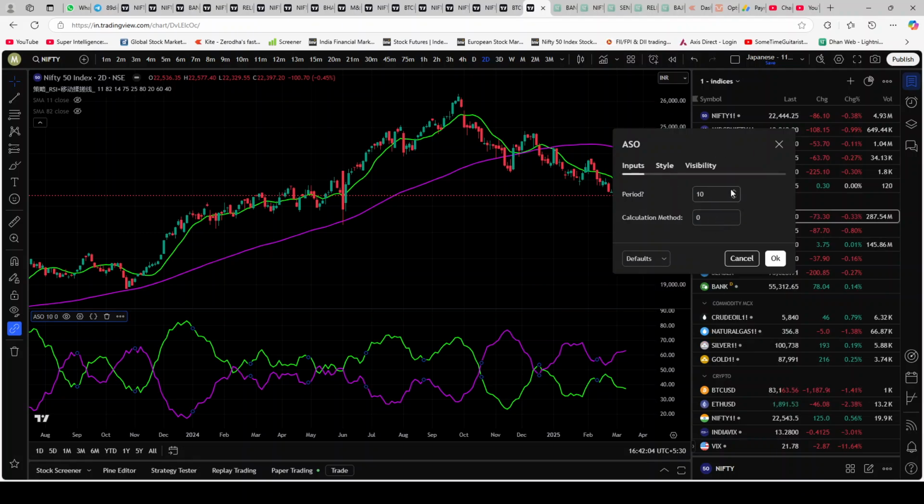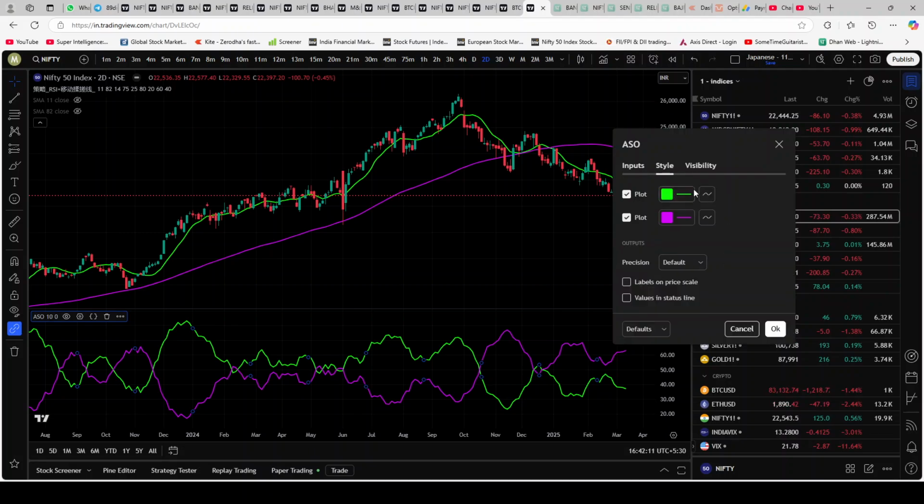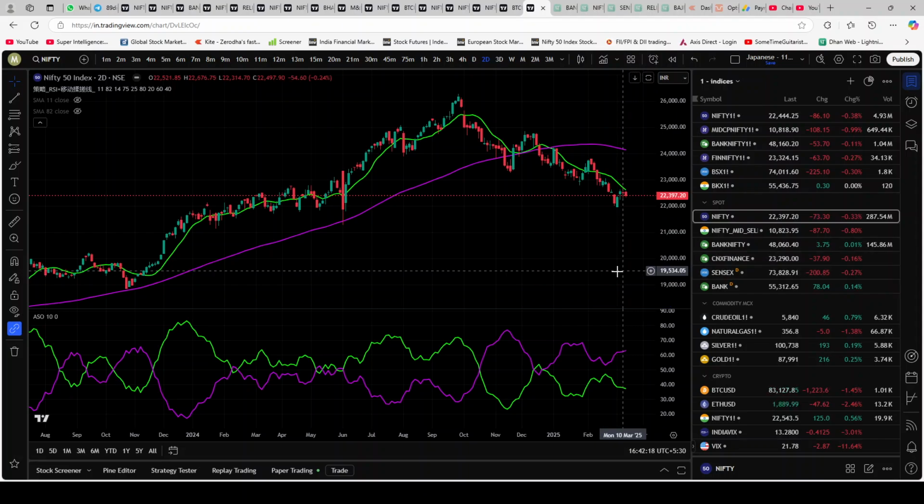Input section, we are not going to change anything. All right, let it remain the way it is. And do you want it purple or red? I'm not sure, so let it be purple for the sake of this example. I'll click on OK, and this is how they both will look.